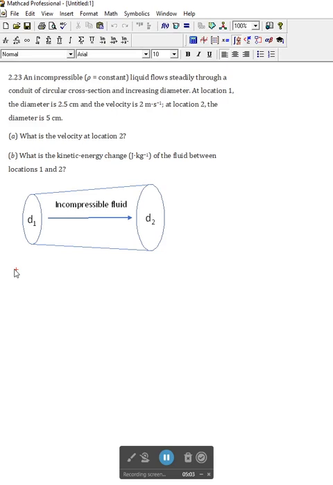The next thing that I would usually do is start writing down the given information. This is where we actually start entering information into MathCad. I'm going to enter the diameter at position 1. And the nice thing about MathCad is it's very intuitive.